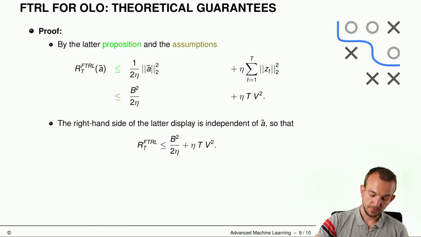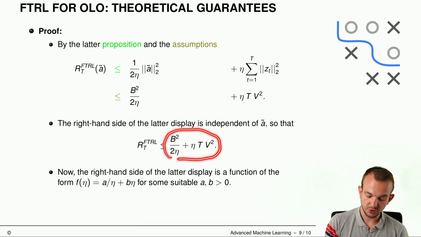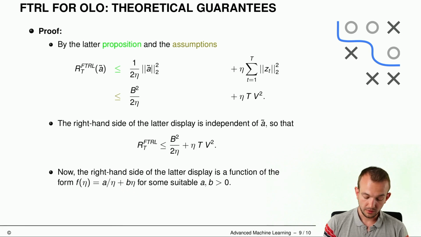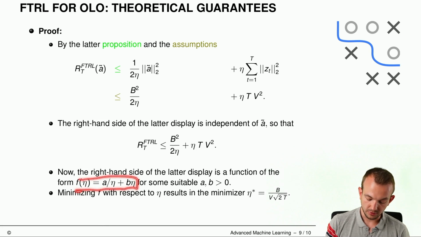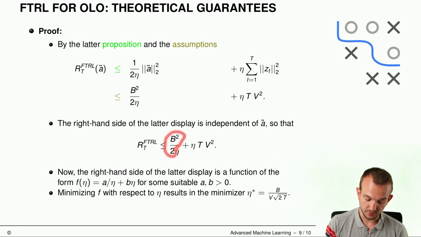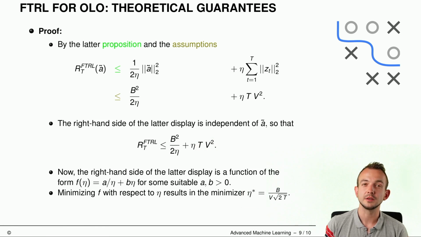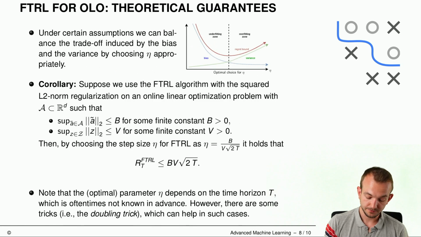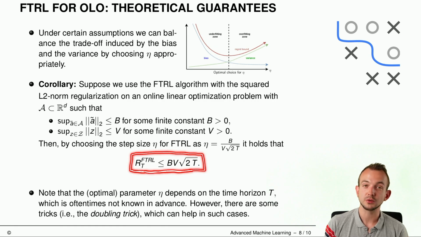Okay, and now we have as an upper bound essentially a function of eta, which we can minimize. So we can express it as a function f of eta, where for the first term the eta is in the denominator, in the second term it's in the numerator, and we can minimize this function with respect to eta. If we do this, plugging in the constants a being b squared and b being t times v squared, we will see that the minimizer will be attained exactly at the claimed optimal choice. And the resulting value of this function will be, as we saw before, exactly b times v times square root of the time horizon.